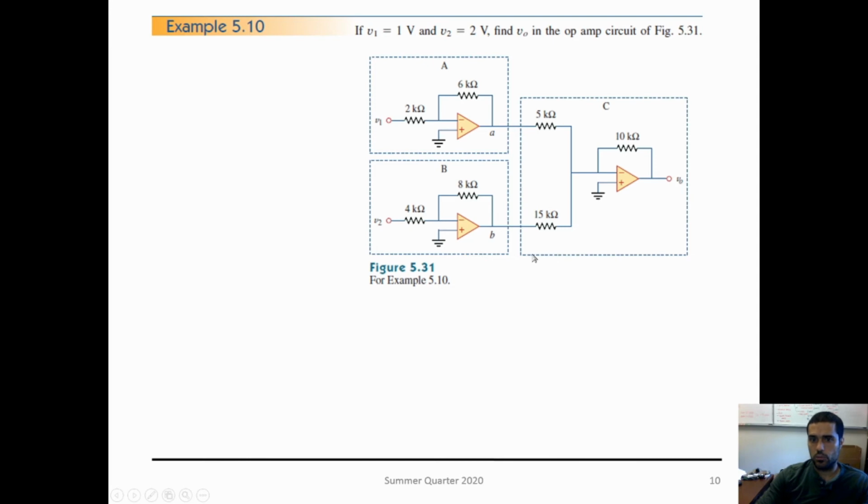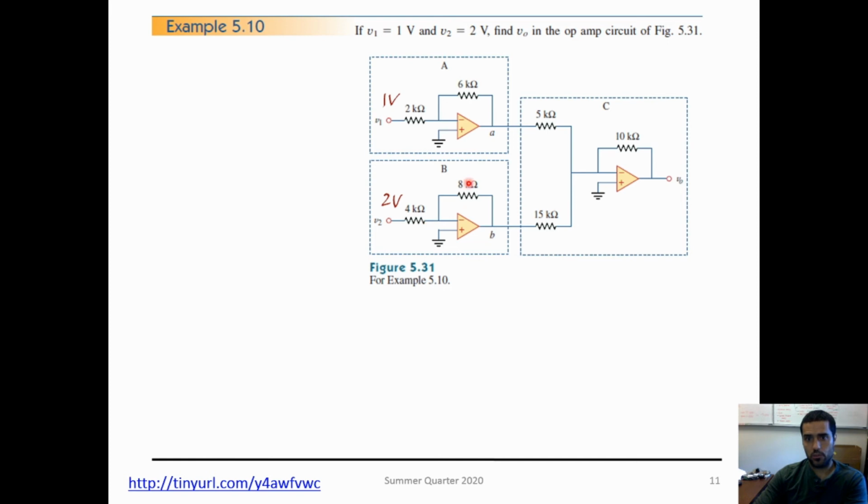Next exercise, we now have 3 op amps connected together, and V1, which is this voltage, is equal to 1 volt, V2 is equal to 2 volts. The same thing applies here. Let's put in the things that we know in your circuit. We know 1 volt, 2 volts, and let's analyze each block individually. Notice that block A and block B are exactly the same.